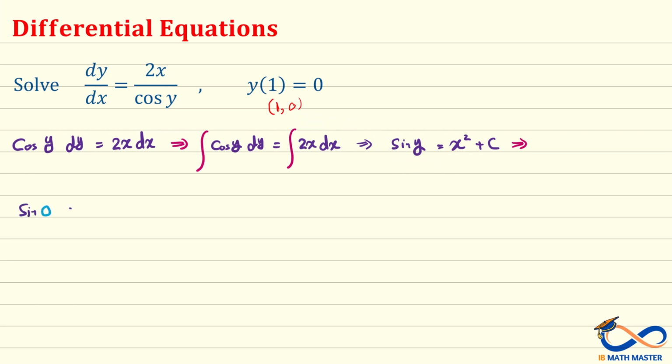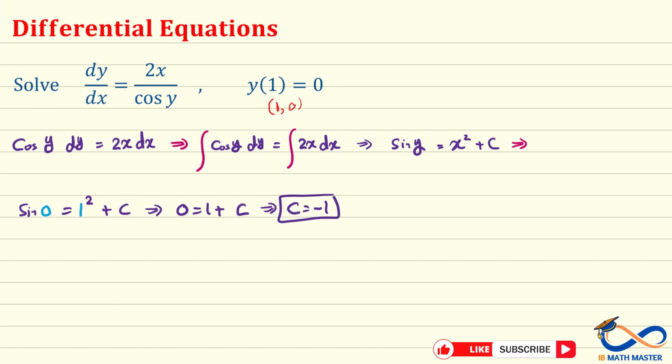And we will replace x by 1. So here we'll have 1 squared plus c. Sine 0 is 0. So here we will have 0 equals 1 plus c. And that means c will be negative 1. We take this value of c and put it here in this general solution. So we will get this particular solution now.